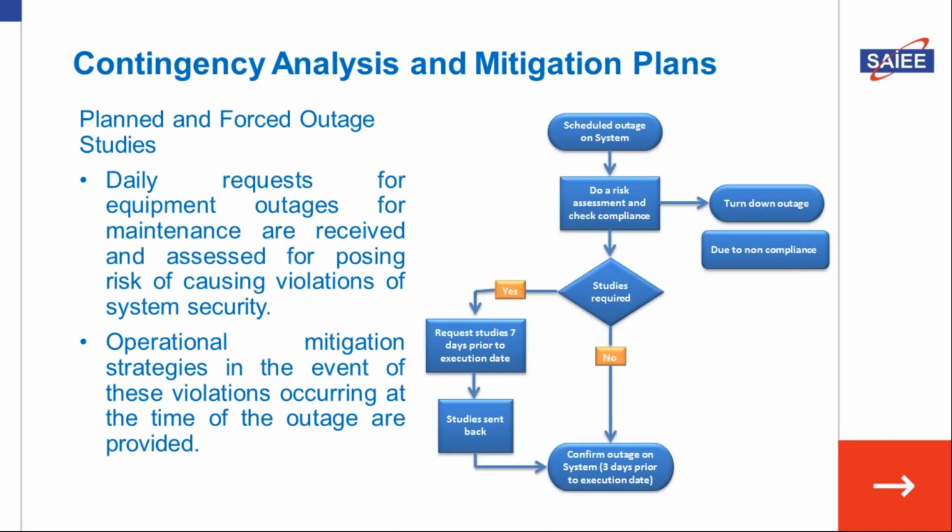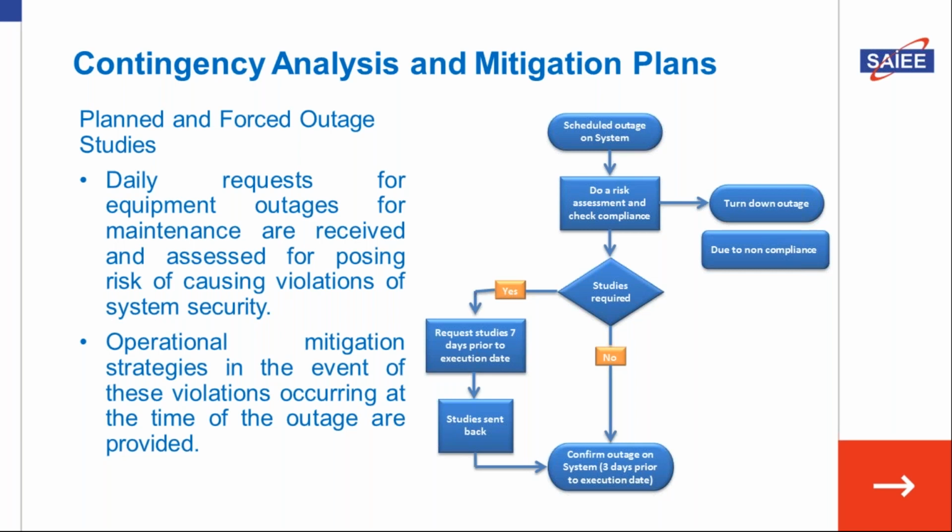The other studies that we do are contingency analysis and mitigation plans. In this case, the daily requests for equipment outage for maintenance are received and assessed for posing risk of causing violations of system security. When an outage is taken, we have to assess that and see that it will not create a problem. And then in an event where there is a problem, we come up with a recommendation. We could move the outage to a time slot where there is no high load, like in other cases over the weekends or at night, to say this is the period that you must take your outage.